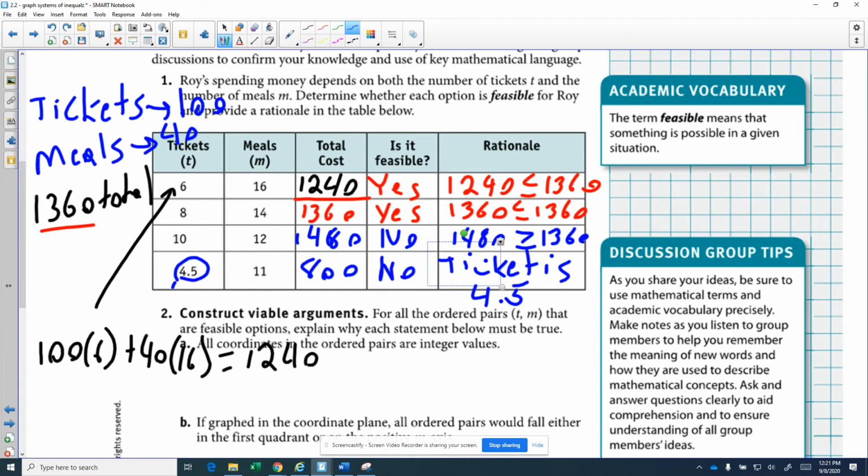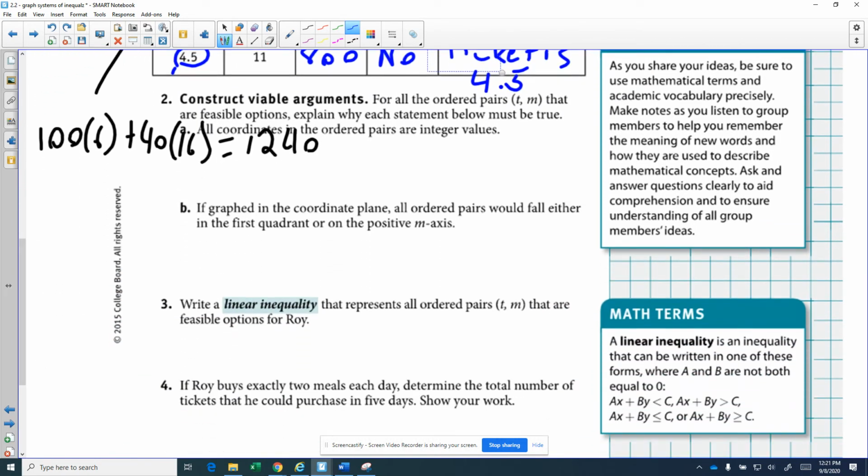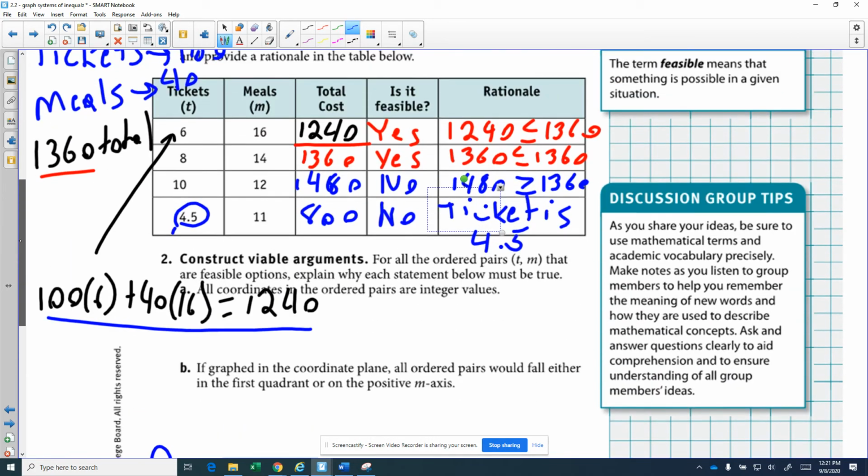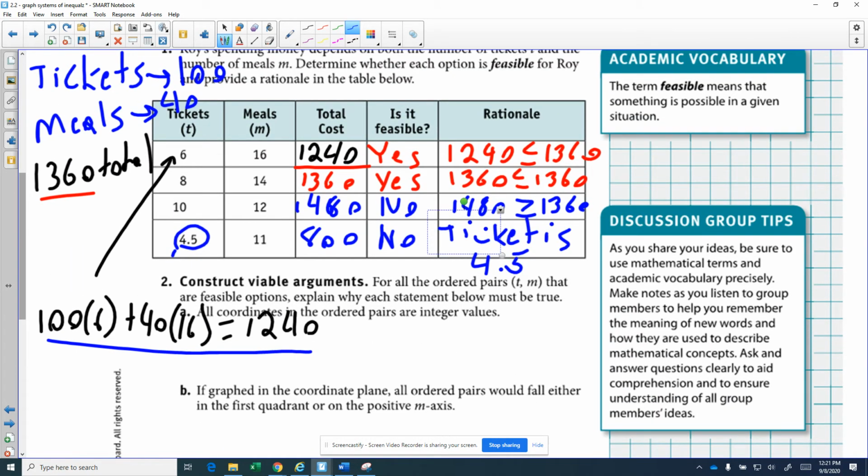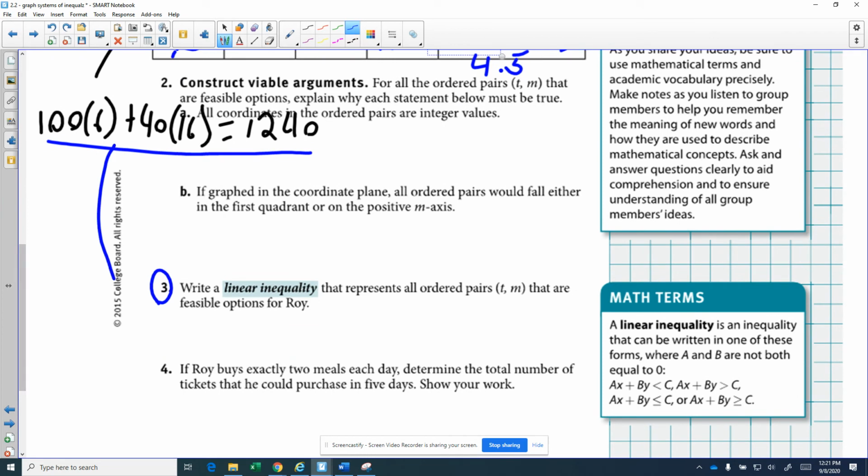So now, basically, down here, what they want to do in number 3 is write a linear inequality. What this basically means is we want an equation that describes everything. Well, let's use this problem to our advantage. Think about what you did, all right? Every single time we were to solve these out, we would take the tickets times 100, the meals times 40, and basically say, is it cheaper than 1360? So I'm going to use this to help me write an inequality.